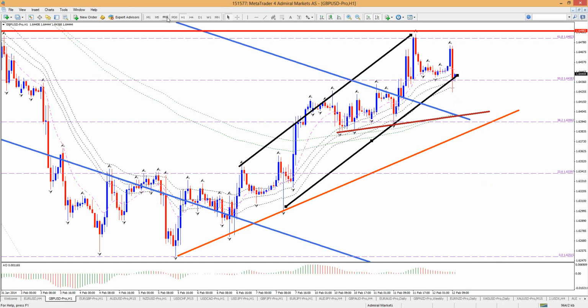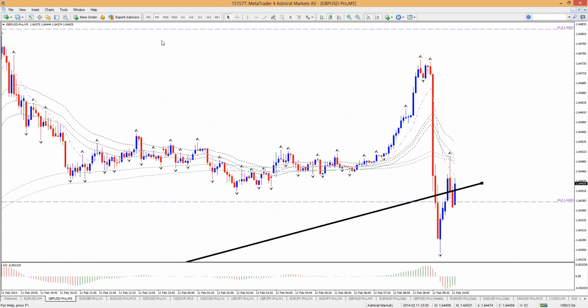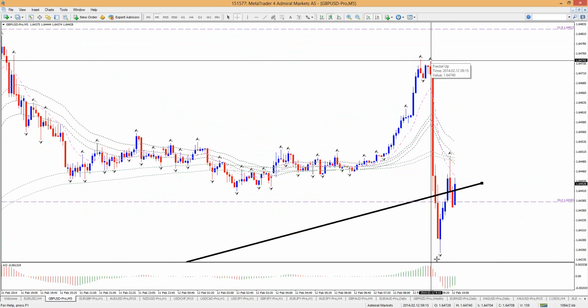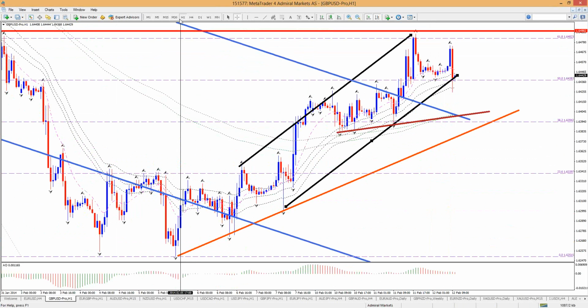Let's take a look at the 15. Yeah, nothing new there basically at the moment. So the 5 is a bit of a mess. As you can see, a massive downside. That was a big fall about an hour ago at the European Open. A 50 pip fall that early is quite unusual. Doesn't happen too often. So these are the lower time frames we've looked at.